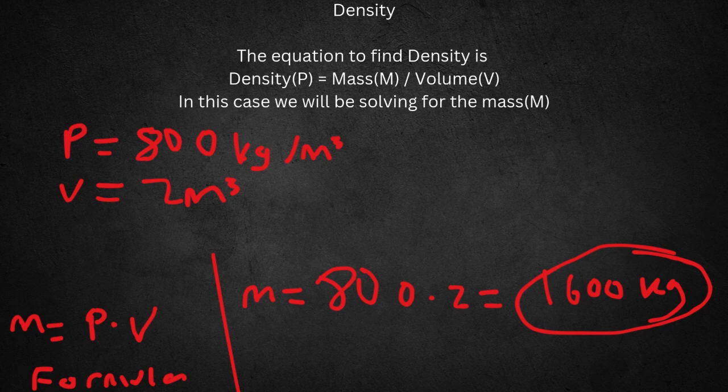Basically, again, I put the formula in the bottom left, which is to get mass, you need to multiply density by volume. And so we plugged in the numbers. So 800 times 2 equals 1,600 kilograms, and that's our mass.